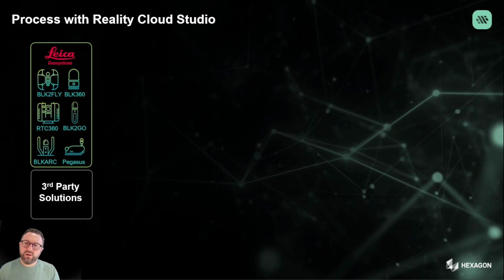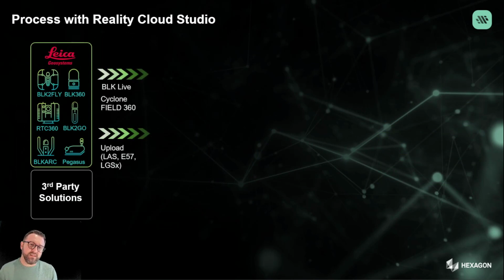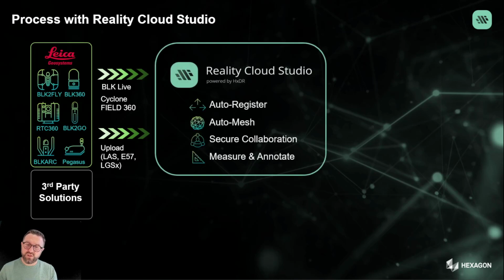So again, if we look at the process with Reality Cloud Studio, you have all your devices and sensors, but the thing that we can do here with these connected devices is actually upload directly from the field to the cloud. So with your BLK series, your RTC 360, you're able to connect with, say, Field 360, perform an element of registration or pre-registration, and upload this directly to Reality Cloud Studio.